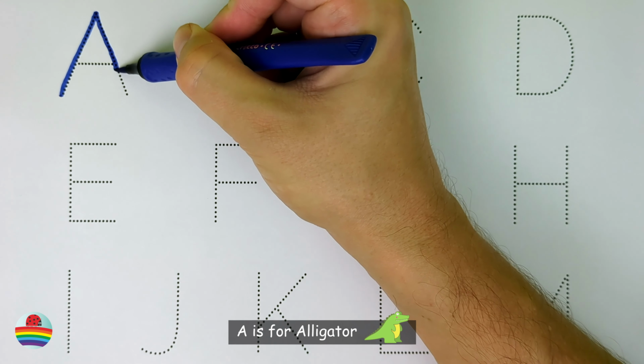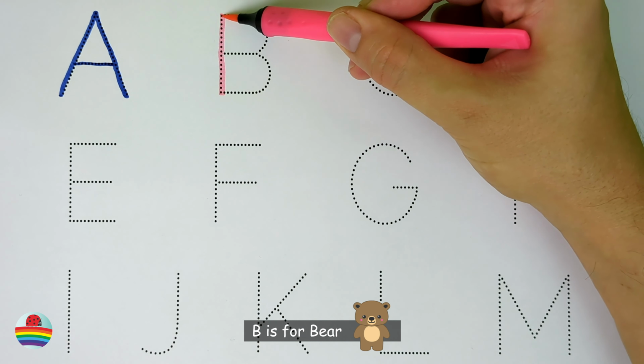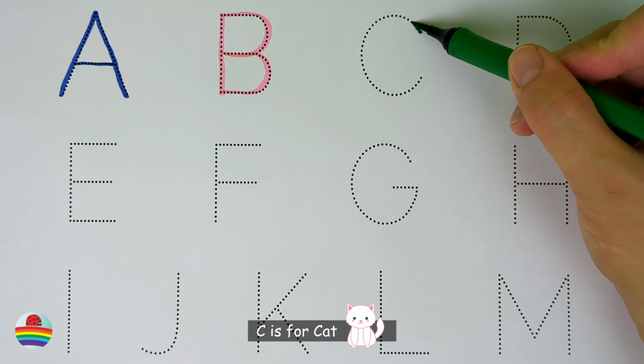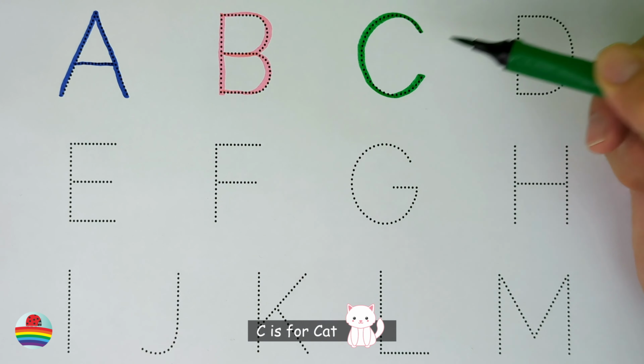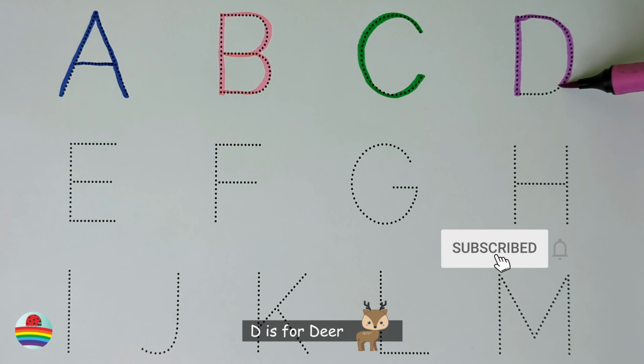A is for alligator. B is for bear. C is for cat. D is for deer.